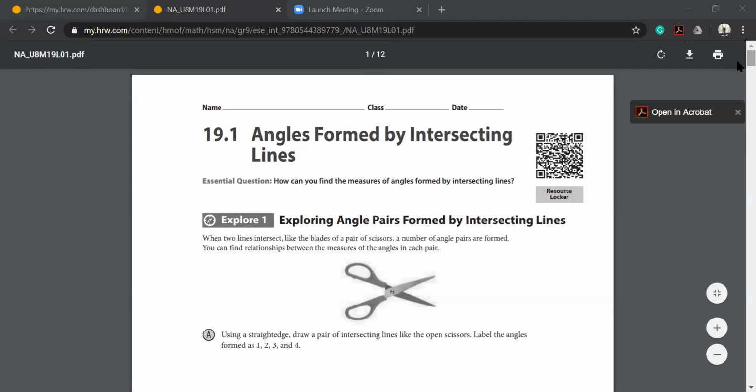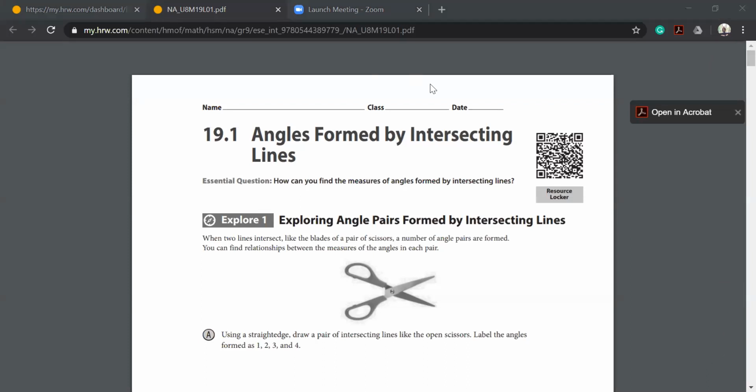Okay, today we are revising beginning module 19 and we are starting in lesson 19.1. Lesson 19.1 was very easy. It was talking about angles formed by intersecting lines. And as we said, when two lines are intersecting, actually you have three kinds of angles.